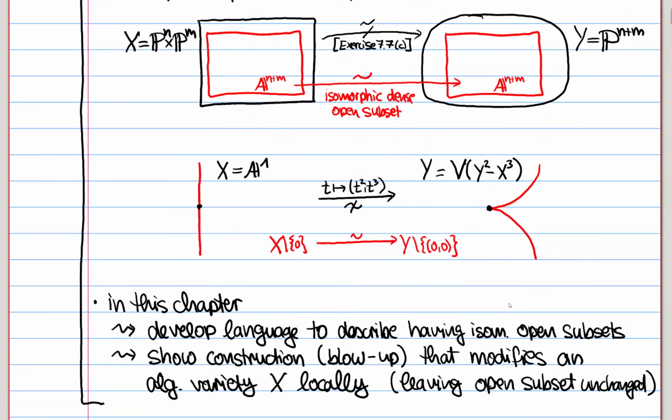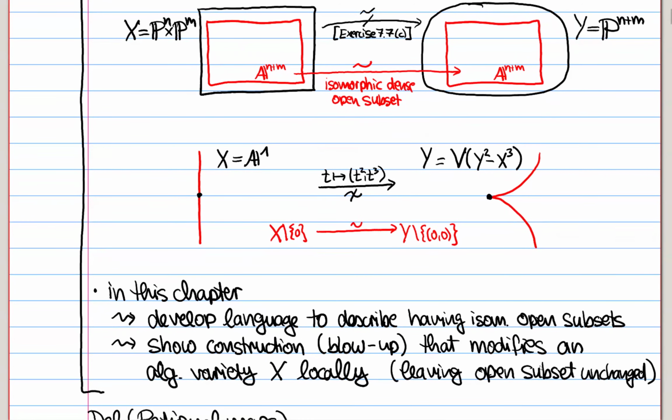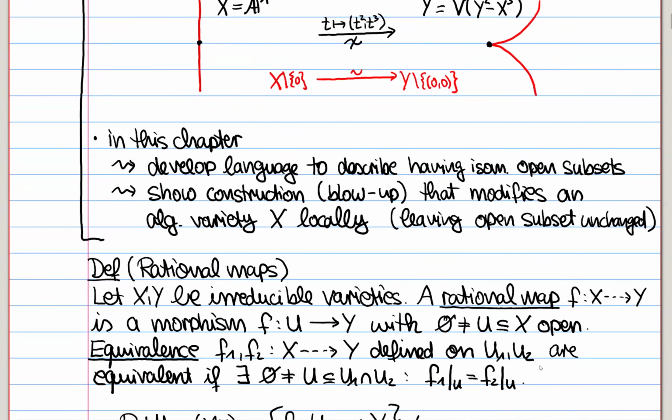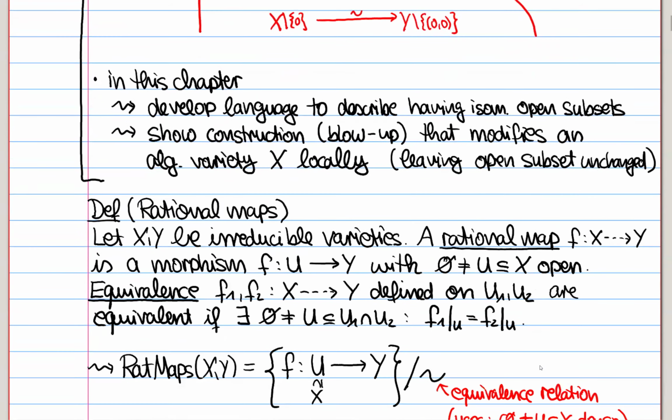So in this chapter, we develop a language to describe this phenomenon of having isomorphic open subsets and show a new construction, which is called the blow-up, which takes a variety and modifies it locally around a closed subset, leaving the complement of this closed subset, an open subset, unchanged. And that's then one of the examples of having dense open subsets which are isomorphic. And the right language for this is the language of rational maps.